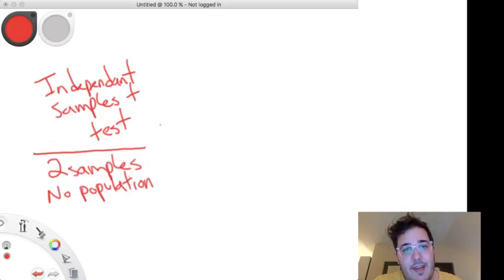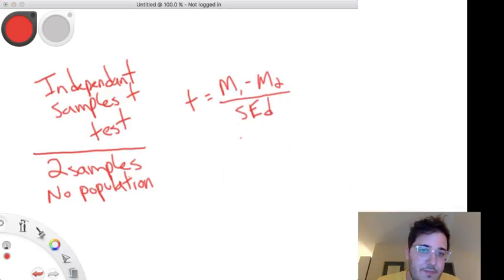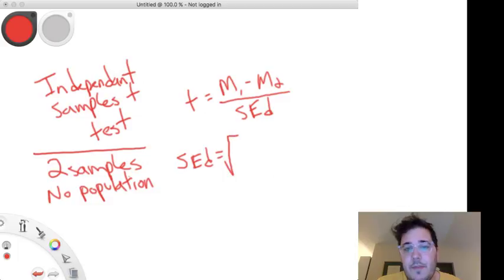And remember that the equation for this is t equals the mean of one minus the mean of the other divided by the standard error of difference. And the standard error of difference is the square root of the standard error of the mean for group 1 squared plus the standard error of the mean for group 2 squared.